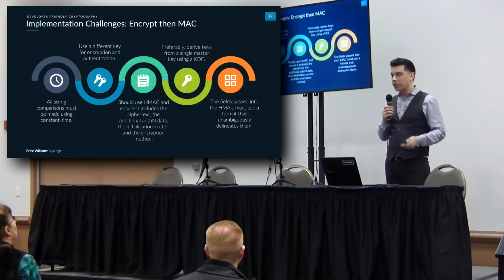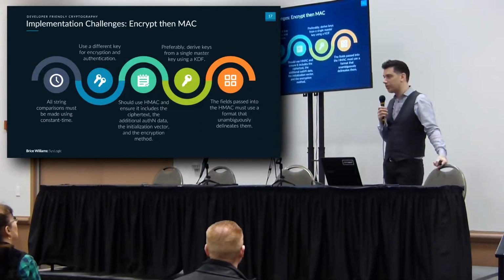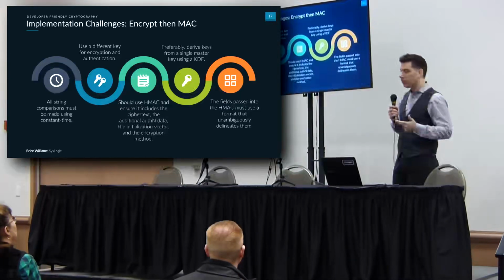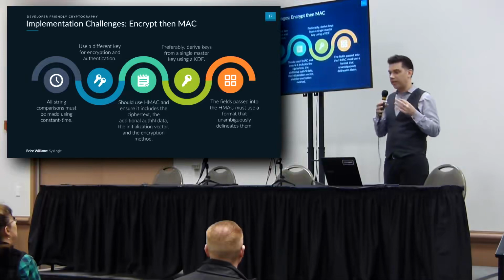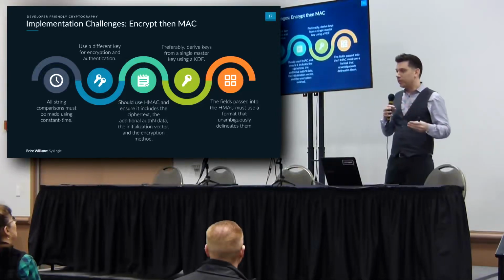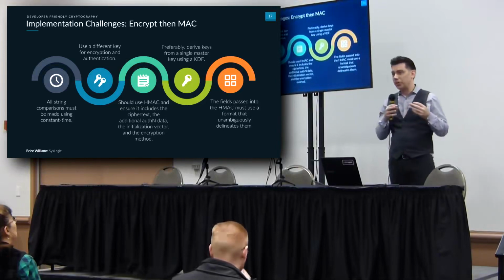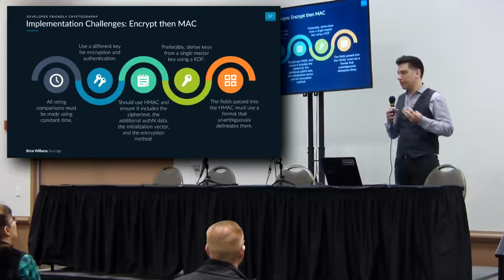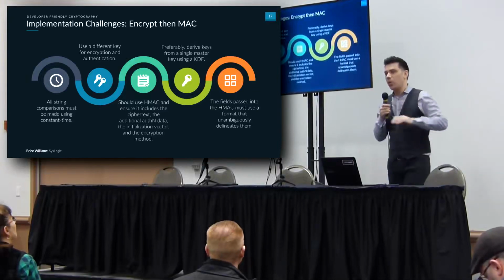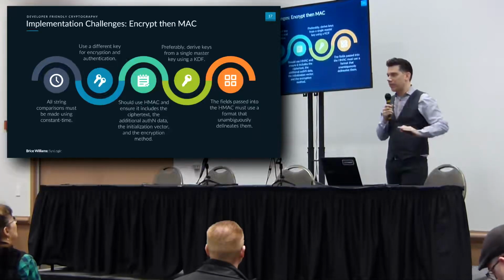You have to also make sure that all your string comparisons use constant time. You can't use standard string comparison functions. You definitely have to use an HMAC and ensure it includes the ciphertext, your additional authentication data, the initialization vector, and the encryption method. All of those have to be packaged inside the HMAC. And those fields passed in the HMAC must use a format that unambiguously delineates them. If you leave out one of those fields, if you don't use a correct format, you essentially are introducing a weakness, and you don't necessarily realize it, because this isn't your bread and butter to create these encrypt-then-MAC constructions. I've seen so many examples of these where well-meaning developers know they need to go down this path of authenticated encryption, but they try and put all this together, and admittedly, it's complicated.